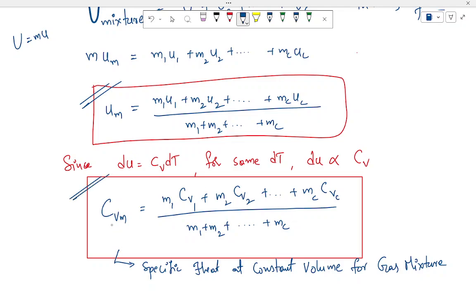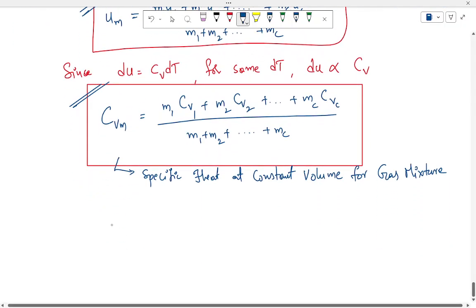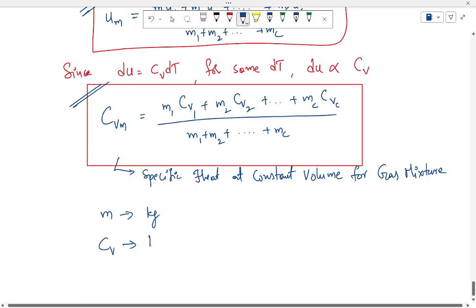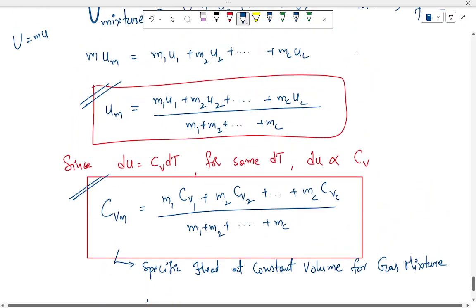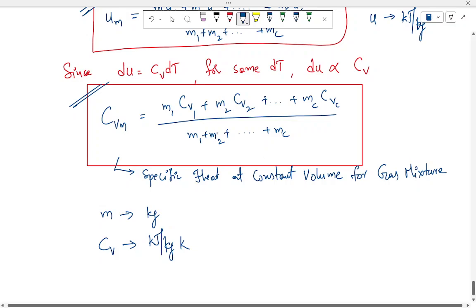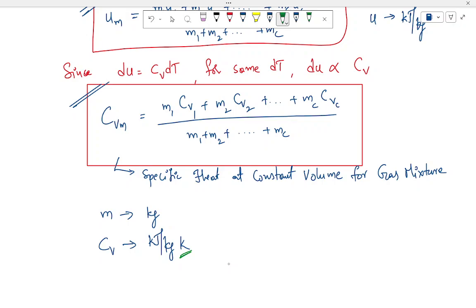Okay, so if you look at this Cv formula here, the m is measured in kg and the Cv will be measured in kilojoule per kg Kelvin. Whereas in this formula, m will be measured in kg and the u will be measured in kilojoule per kg. So that's the difference here. Per Kelvin you will get here. That's the only difference. Otherwise more or less the same thing.